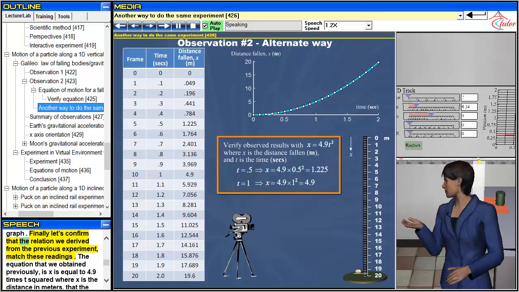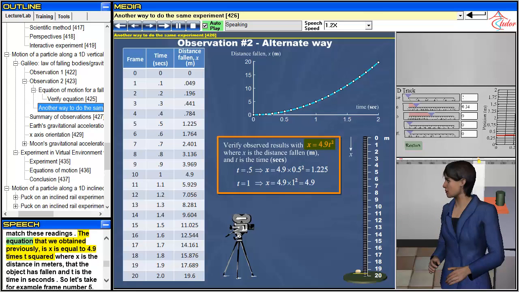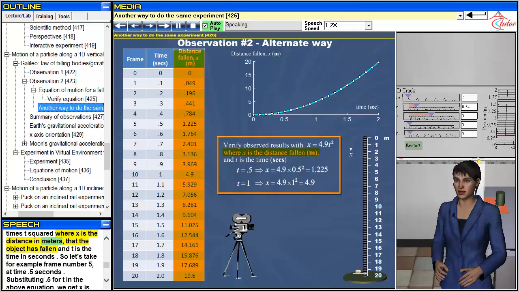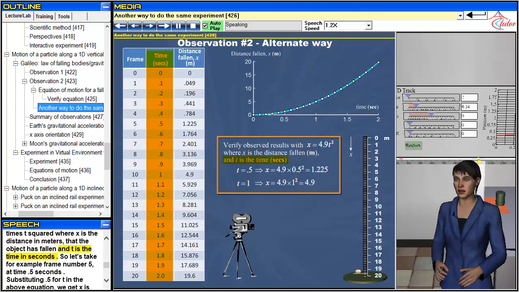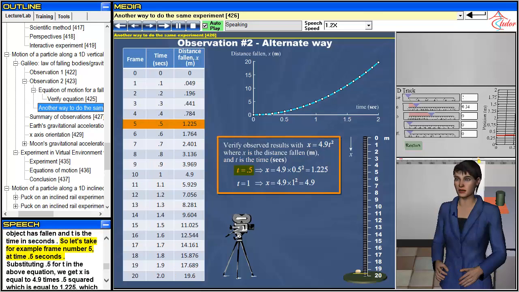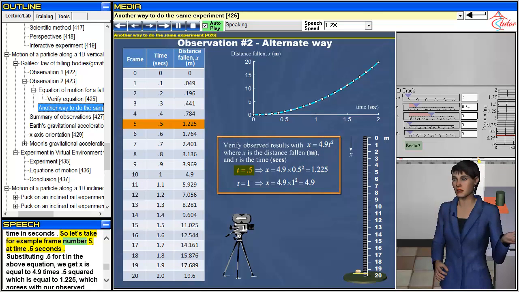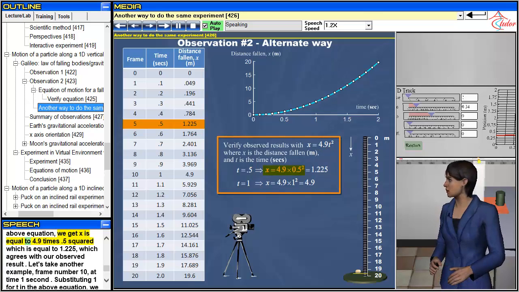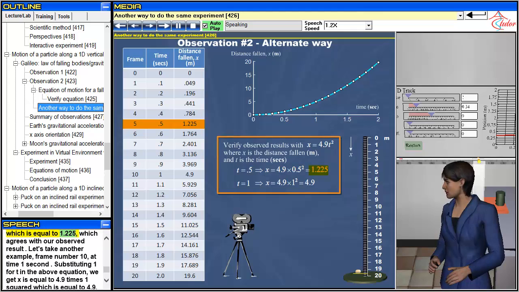Finally, let's confirm that the relation we derived from the previous experiment matches these readings. The equation that we obtained previously is x is equal to 4.9 times t squared, where x is the distance in meters that the object has fallen, and t is the time in seconds. So let's take for example frame number 5, at time 0.5 seconds. Substituting 0.5 for t in the above equation, we get x is equal to 4.9 times 0.5 squared, which is equal to 1.225, which agrees with our observed result.